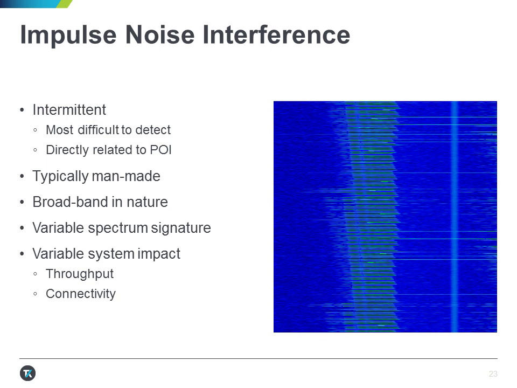The difficulty with impulse noise is probability of intercept. Impulse noise is typically very fast, and when we try to measure impulse noise, slow sweeping spectrum analyzers aren't able to fully characterize what the noise signature looks like.